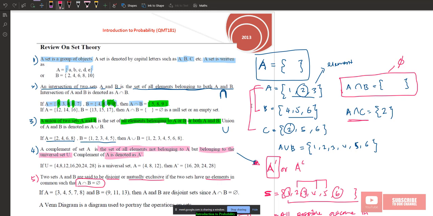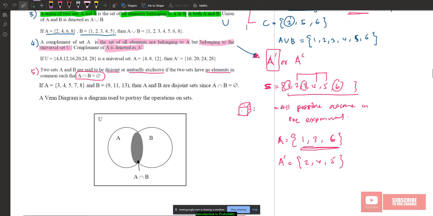Non-mutually exclusive events mean there is an intersection between these two sets, A and B, right? So this is a Venn diagram, number 6. A Venn diagram is a diagram used to portray the operation on sets. So we draw set A, and this is set B.